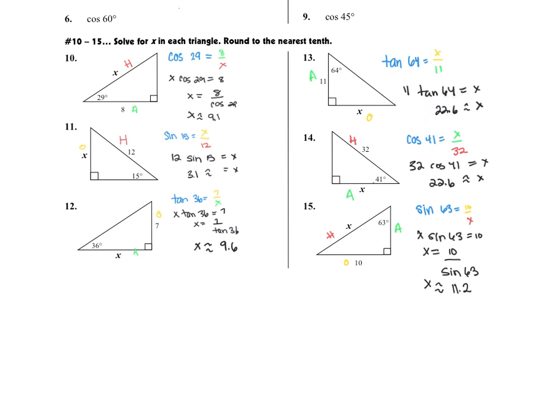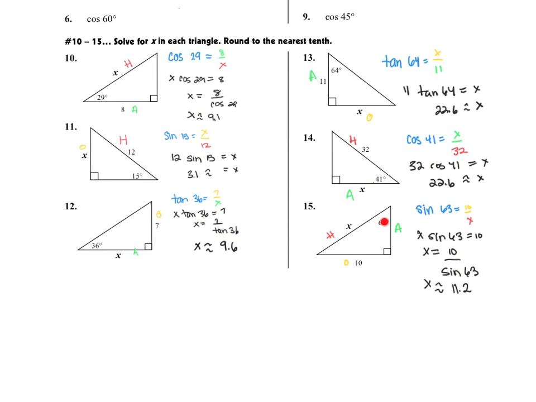If we look at number 14, we are given 41, and we have the hypotenuse given to us, and we are looking for the adjacent, and so that is going to be cosine. And so cosine of 41 is going to be the adjacent, which is x, divided by the hypotenuse, which is 32. When we cross multiply there, x is isolated. This is what goes into our calculator.